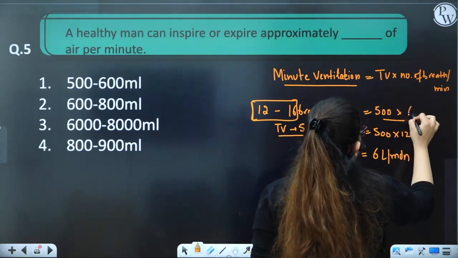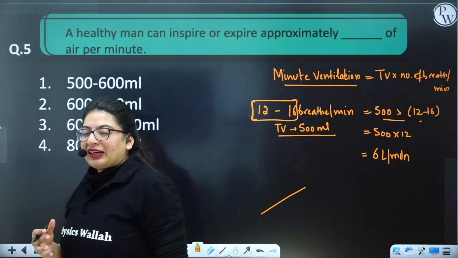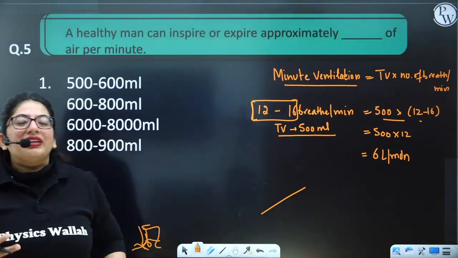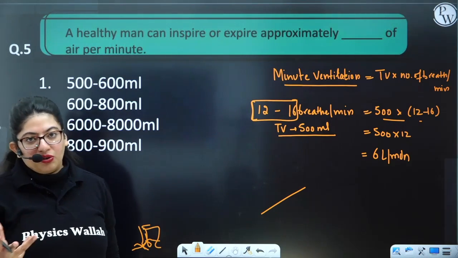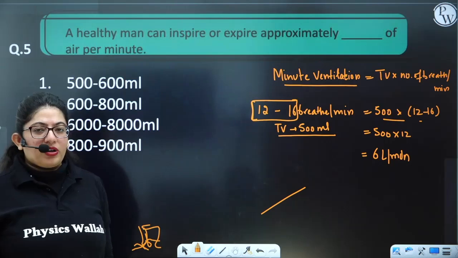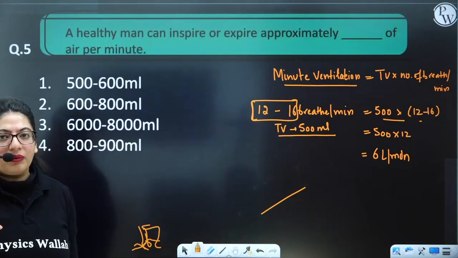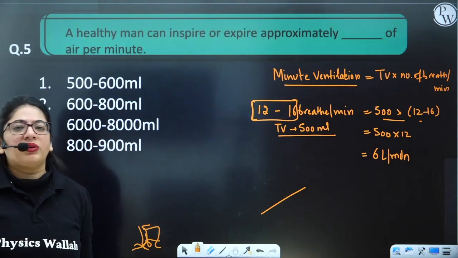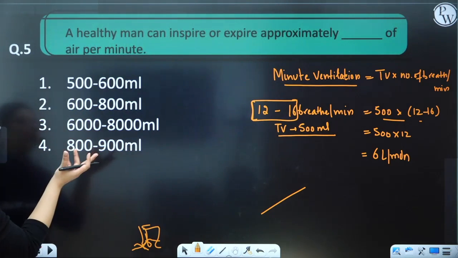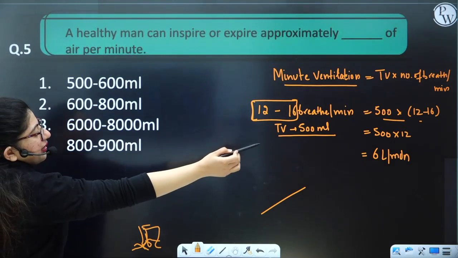But sometimes they play with you, and they give you the number of breaths they want you to find out the minute ventilation of. Fine. So whenever the general question is there, you will just use the 12 as the number of breaths per minute. Otherwise, they can give you the number of breaths they want to. Fine. So according to that, what will be the answer? If I say according to 12 is 6 liter per minute.